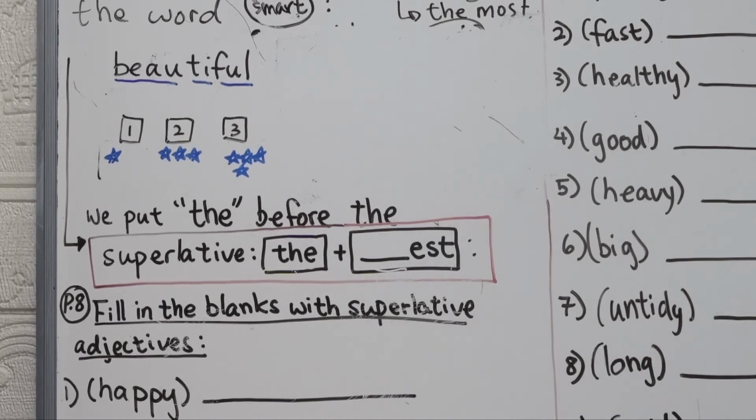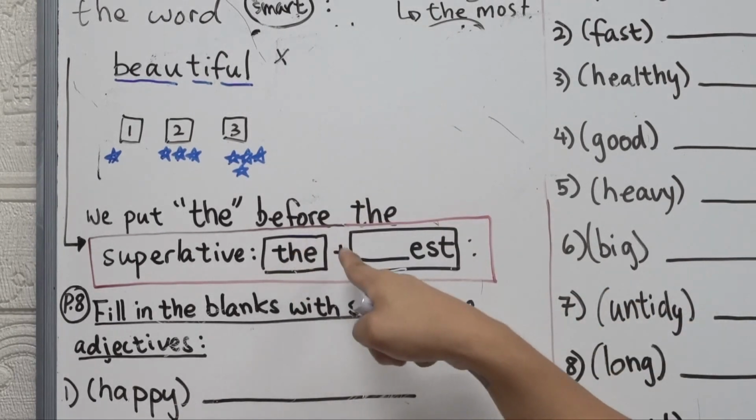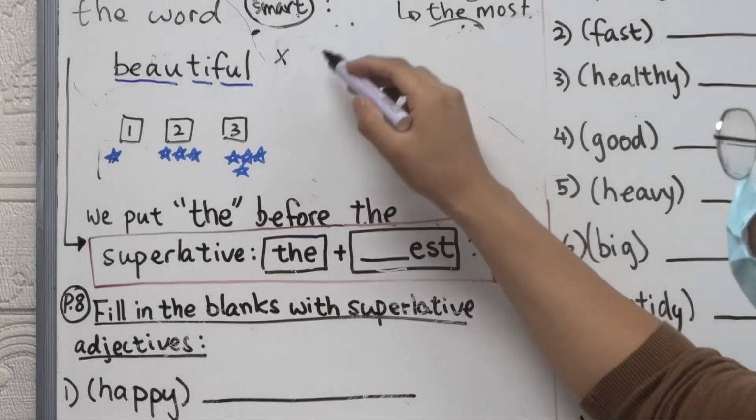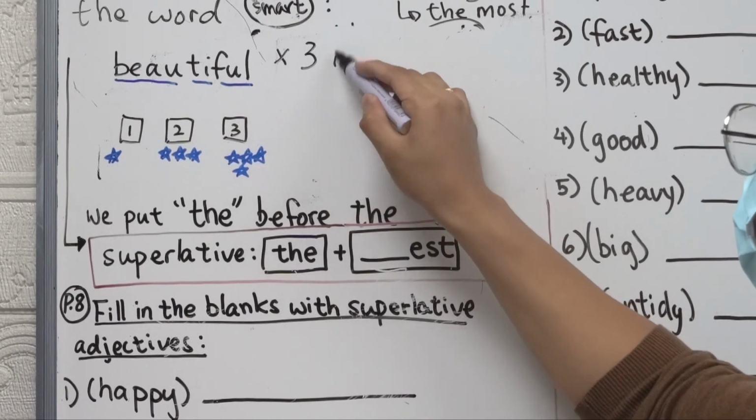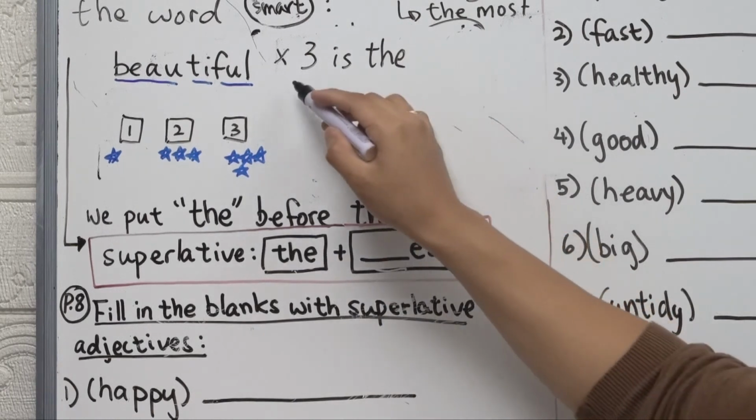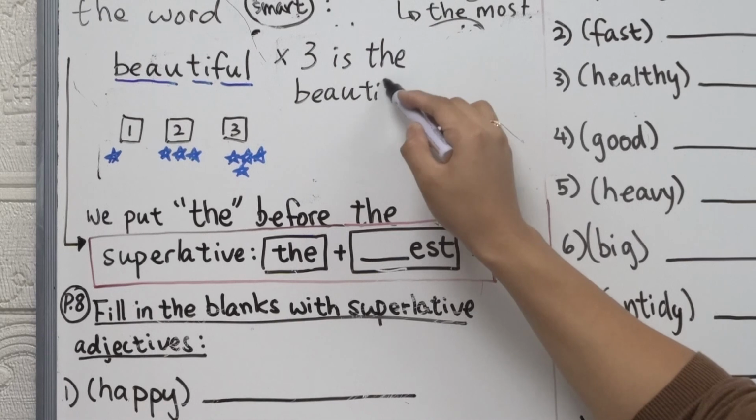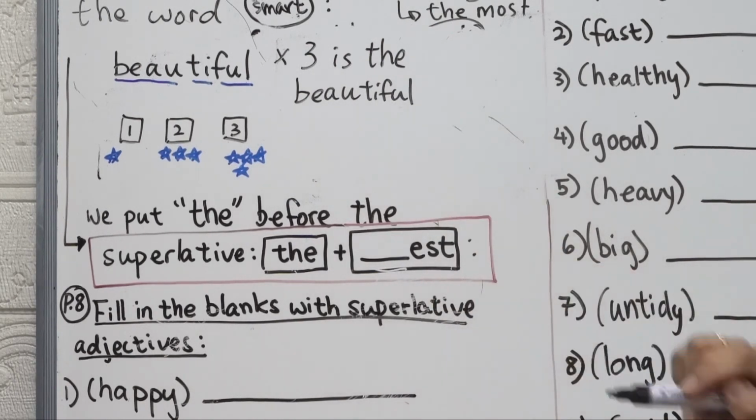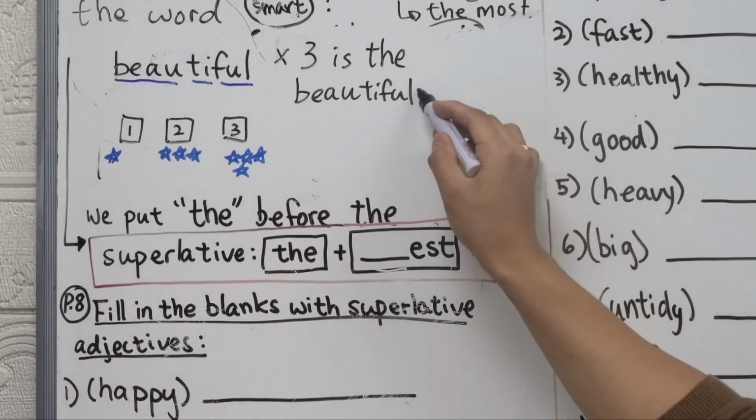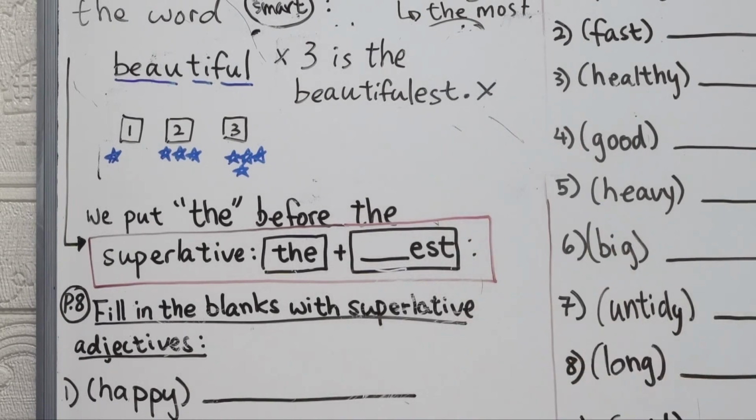Let me use a black one. So we cannot say the plus est, right? We cannot say picture 3 is the beautiful, B-E-A-U-T-I-F-U-L. And then superlatives end in est, so we put est here. This sentence is wrong as well. So 3 is the beautifulest.